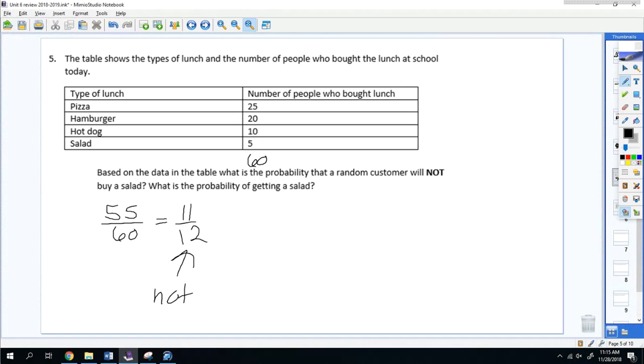And you say not salad. So that means that 5 out of 60 did get salad, which is 1/12. So you see how I take 11/12 and 1/12 and add them together equals 1 whole? That's called a complement.